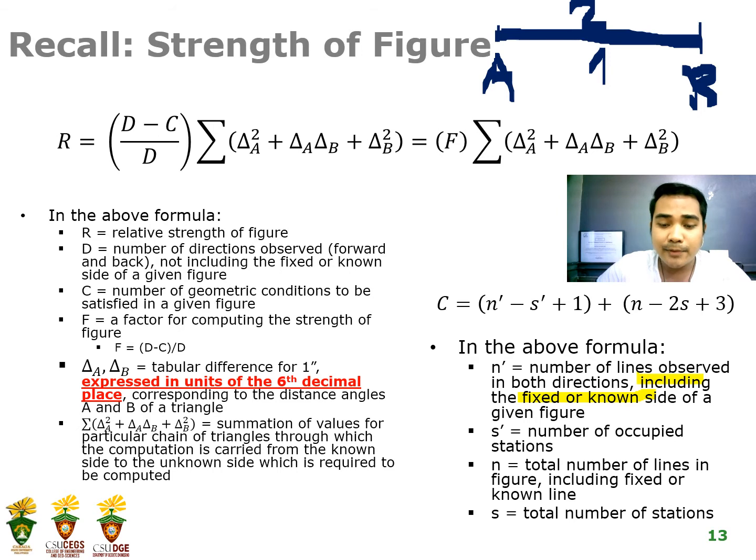Where ang s prime pod is the number of occupied stations and n is the total number of lines in a figure. Total number of lines lang sa n prime is number of lines observed in both directions, while n is just the total number of lines. And S is the total number of stations.